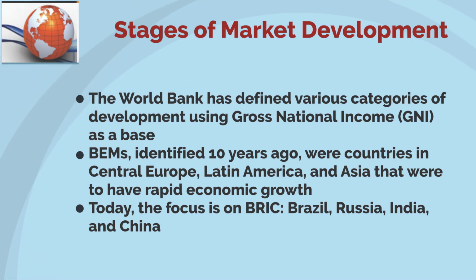BEMs, identified 10 years ago, were countries in Central Europe, Latin America, and Asia that were to have rapid economic growth. Today, the focus is on BRICS: Brazil, Russia, India, and China. BRICS nations are expected to be key players in global trade, even as their track record on human rights, environmental protection, and other issues are scrutinized by their trading partners.